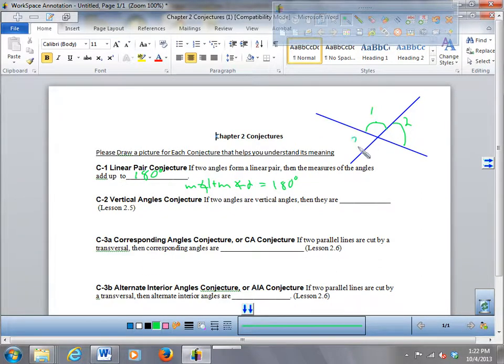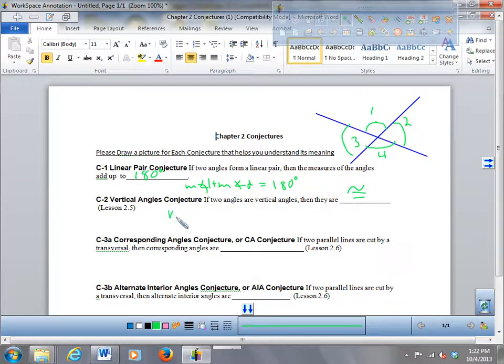Let's look up here. Who can give me a pair of vertical angles? Where's a pair of vertical angles? Go ahead, Sarah. 1 and 4. 1 and 4 are a pair of vertical angles. What did you discover in the computer lab about vertical angles? They have the same measure. They're the same measure, okay? If two angles are vertical angles, another way to say the same measure is congruent.